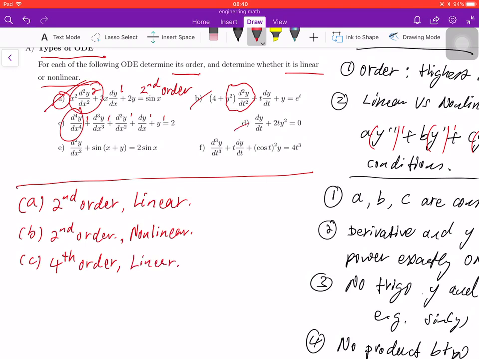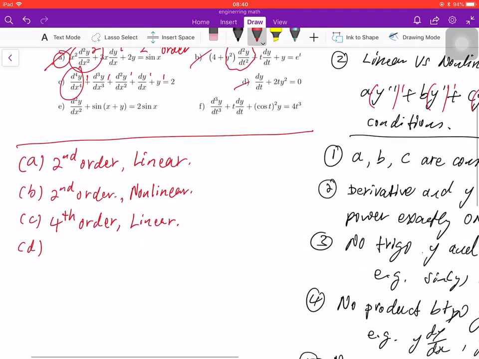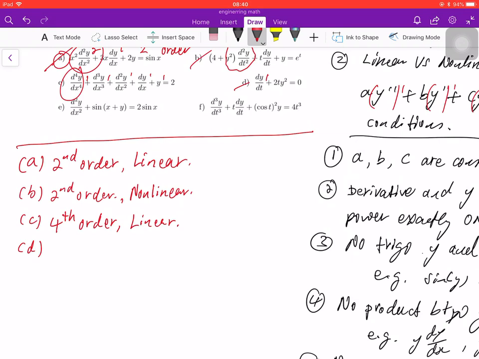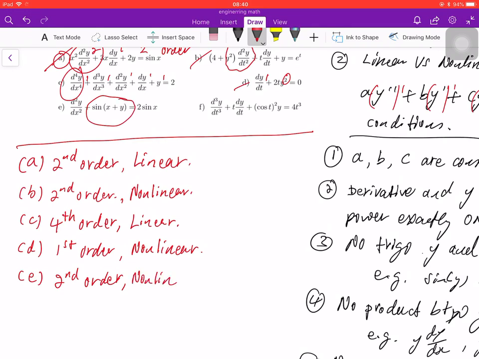Now we see question D. The highest order is first order, and is it linear or non-linear? Now we see we have an unknown function with power of 2, so this is non-linear. Now we see question E. The highest order is 2, so this is second order. And we have a trigonometric function of the unknown function y, so this is non-linear.